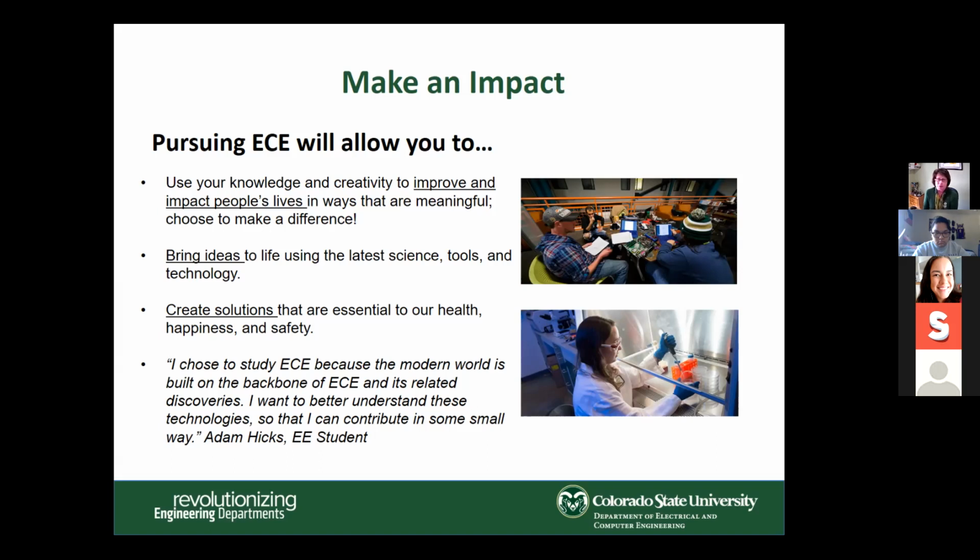Adam Hicks was a recent graduate in our electrical and computer engineering department. He majored in electrical engineering. And when we asked him about why he chose ECE, he said, "I chose to study the major because the modern world is built on the backbone of ECE and its related discoveries. I want to better understand these technologies so that I can contribute in some small way."